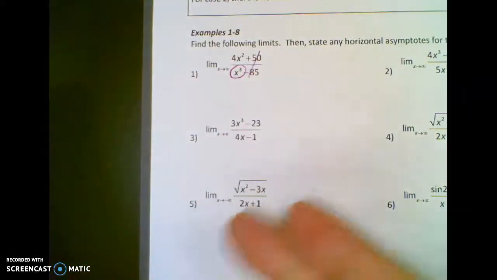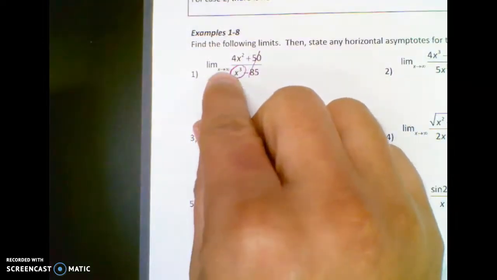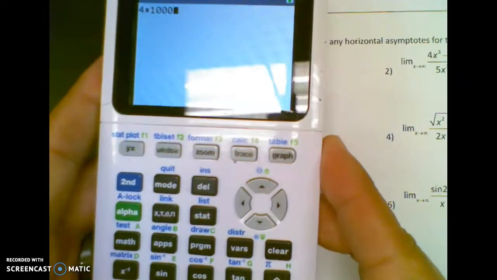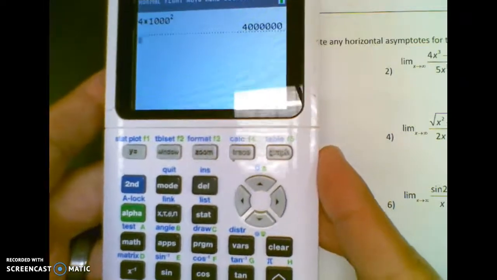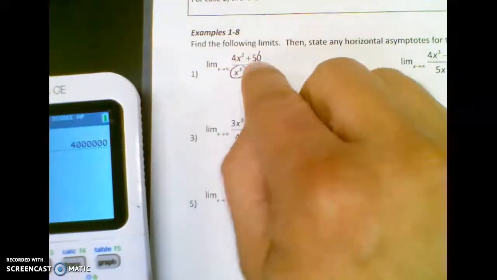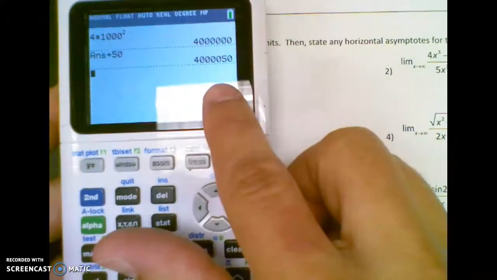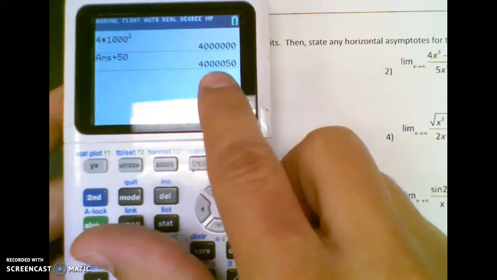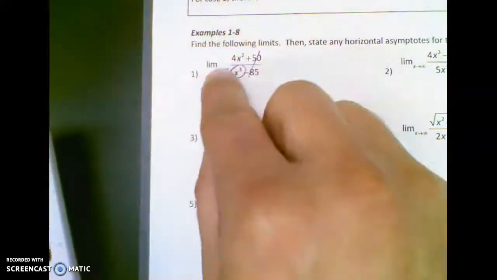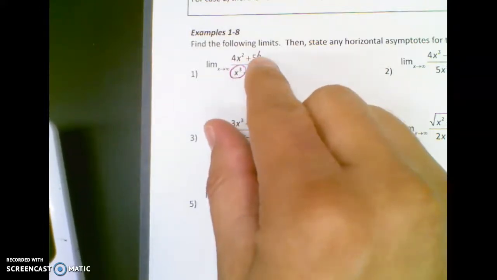Imagine I even used a number like 1,000. And 1,000 is not even close to infinity, right? So let's say I have 4 times 1,000 squared on top. That is 4 million. Okay, so the top number is 4 million plus 50. Do you see how insignificant the 50 is already? Instead of 4 million, you have 4 million and 50. It's already insignificant, and that's with x is 1,000. Imagine if x gets close to infinity. The 50 becomes less and less important, and it has less and less effect.